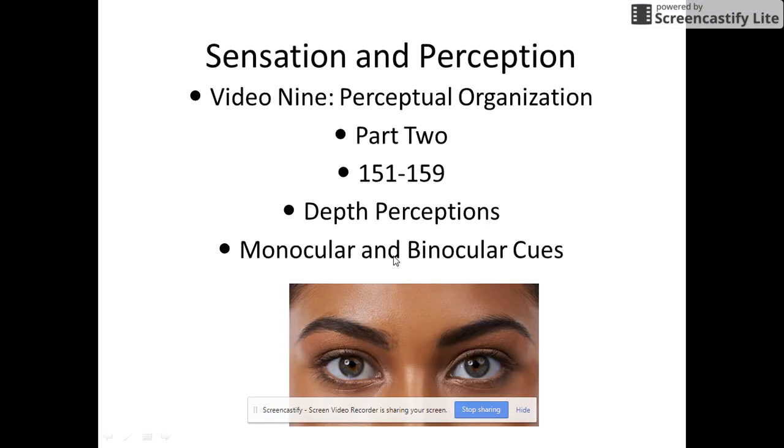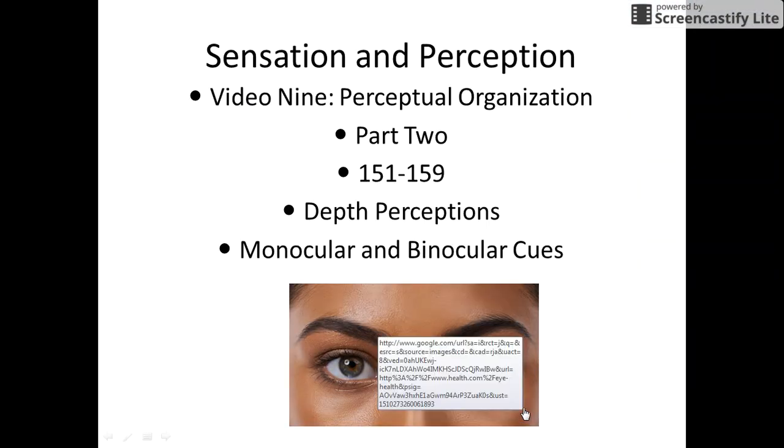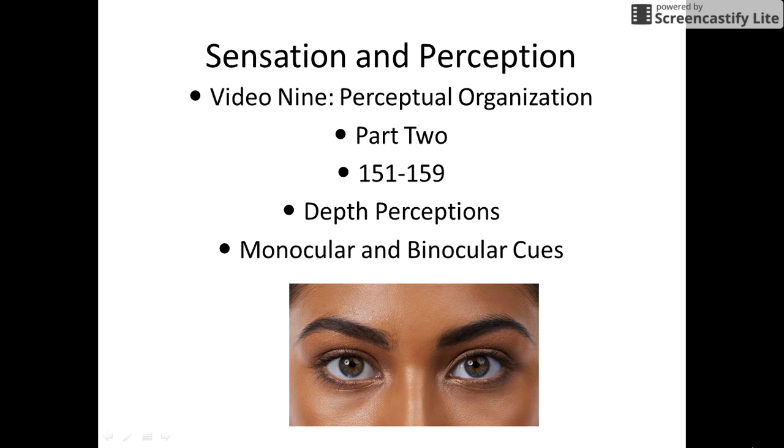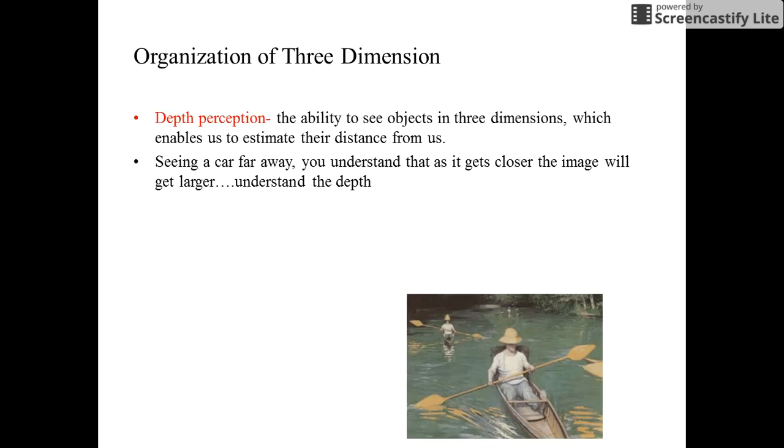Okay, so this is again sensation and perception. This is video 9. This is looking again at perceptual organization. This is the second part. We're going to look at depth cues and binocular cues in this section. So make sure you're again titling your notes monocular and binocular cues.